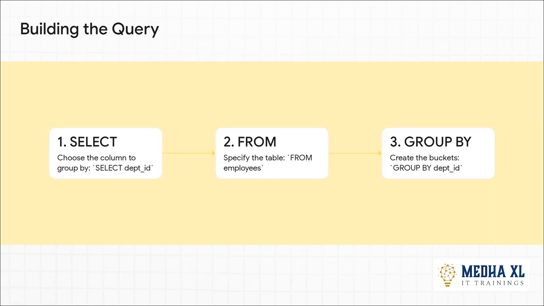Okay, so how do we actually write this in code? Let's build it up. First, we say SELECT dept_id. This is us telling SQL what our buckets are going to be based on. Then, FROM employees, pretty simple. That's just the table we're getting the data from. And now for the magic ingredient, GROUP BY dept_id. This is the command that actually does the sorting, creating a unique pile for every single department.